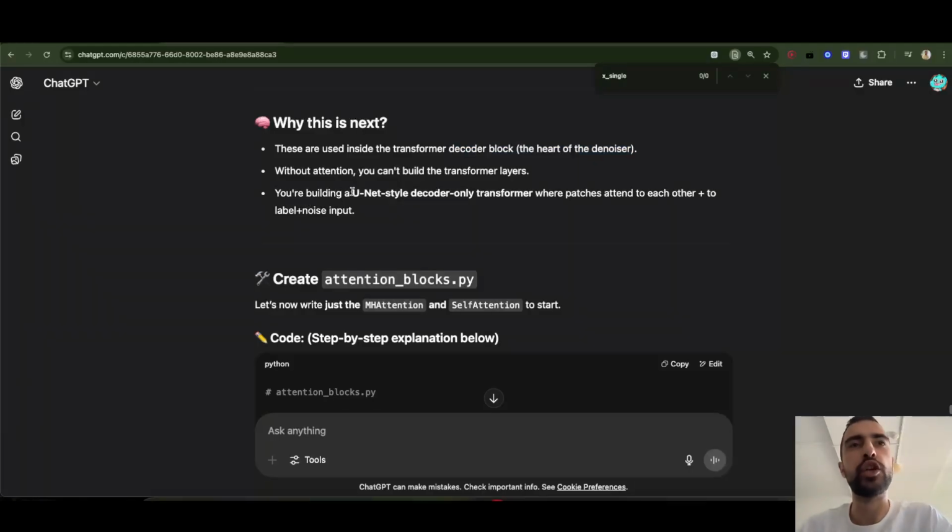So we are building a UNet style decoder-only transformer. This is confusing because I thought we are not building UNet, we are using transformer instead of UNet, but we'll see what this means. Where patches attend to each other, plus the label plus the noise input.